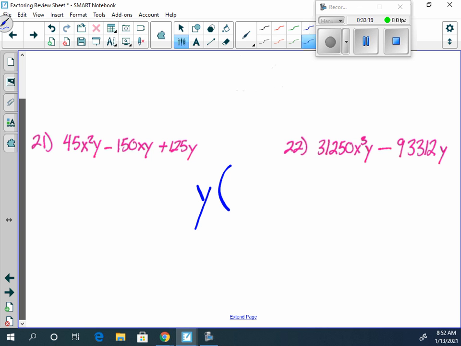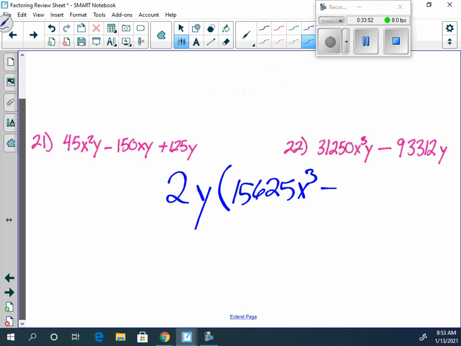Cube root of this. Okay. So what I do is I look at these two numbers. Well, they're both divisible by at least 2, yes? So what I'll do is I'll factor that out and see what the numbers are. So if I factor 2 out of this, I get 15,625 x to the third.